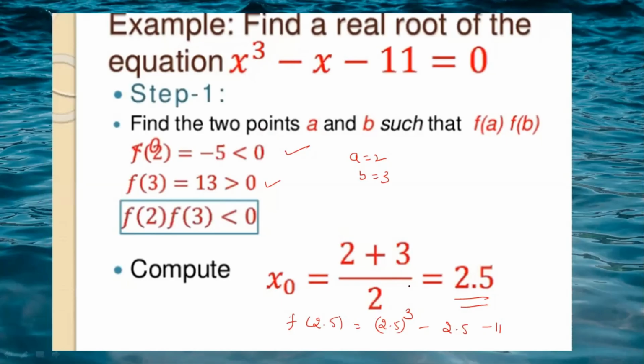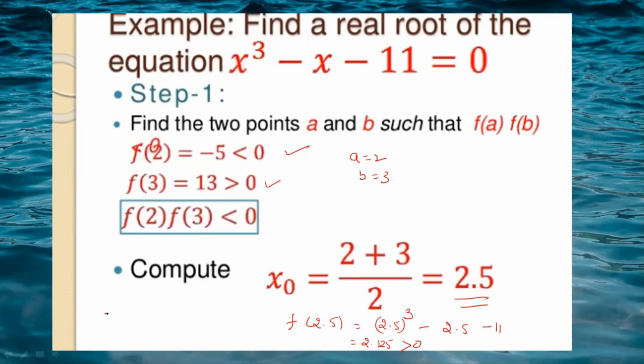So 2.5 whole cube, 2.5 into 2.5 into 2.5, that is equal to 15.625 minus 13.5. So how much will you get? 2.125. So this is 2.125, that is greater than 0. So here f of 2.5 is greater than 0.